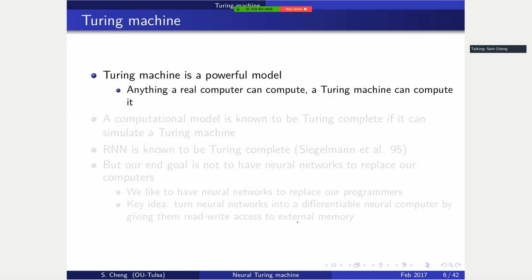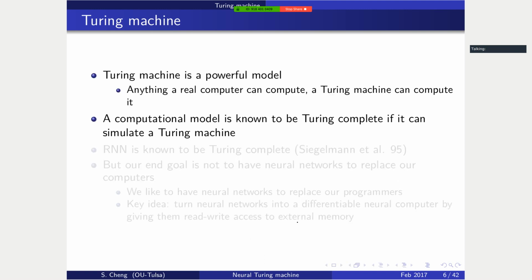And the Turing machine is very powerful, and actually when a computing device can model a Turing machine, you say the model is Turing complete. And actually one can show that our NN is actually Turing complete.